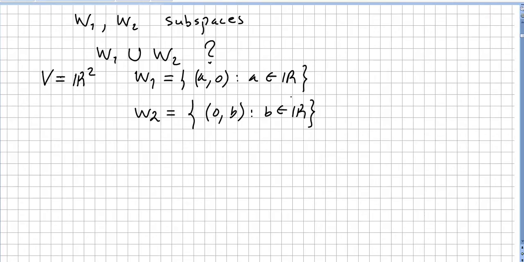So if you look well, at the end of the day W1 is the x-axis in R2, and W2 is the y-axis. Okay, basically that's what those two are. So it is easy to check that W1 is a subspace of V, and easy to check that W2 is a subspace of V.